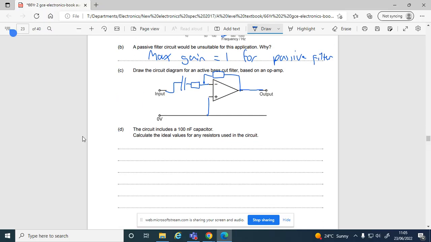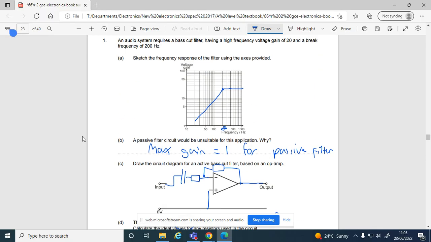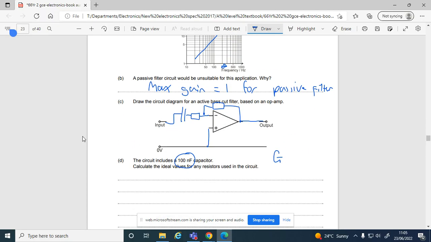I've been given a value there of 100 nano. Can I work out the ideal values? What was the gain? I think the gain was 20, wasn't it? Let's double check that. The gain was 20, yeah. So gain equals 20. We're going to have to make an assumption. I'm going to choose 1K for that one and 20K for that one.